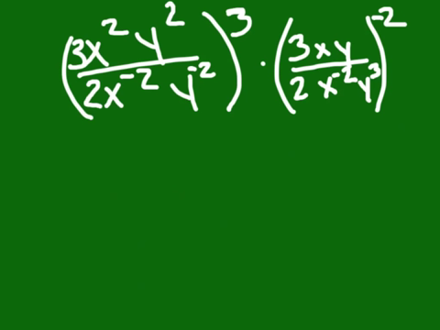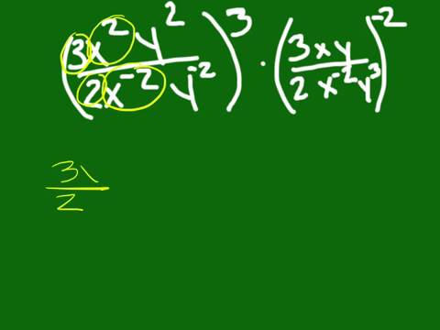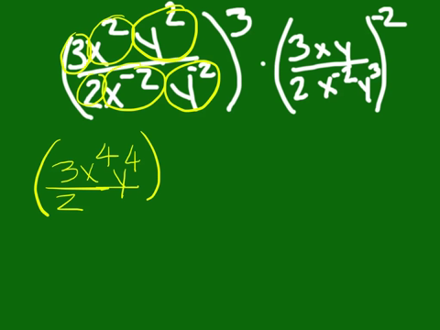For the practice here, let's start with the 3 and 2. That's going to stay the same. But you have this x to the negative second that goes up top and creates x to the fourth with the other one. And this one goes to the top just like the x did and creates a y to the fourth. Now all of this is to the third power, but we'll save that for right now.